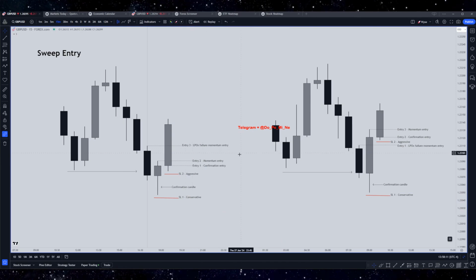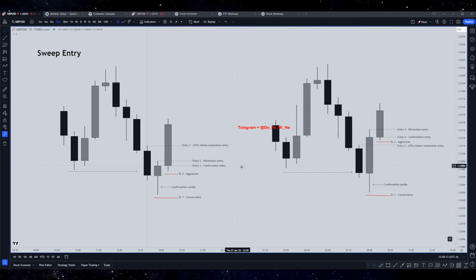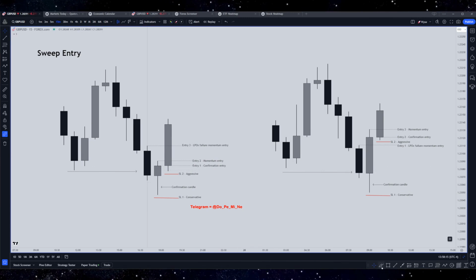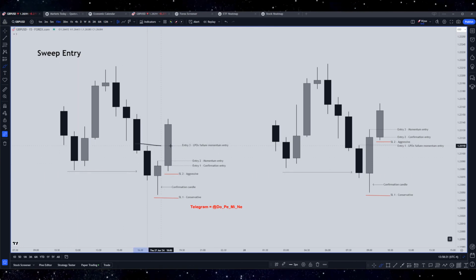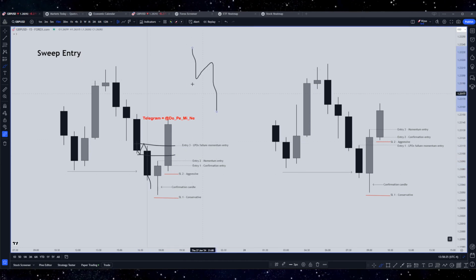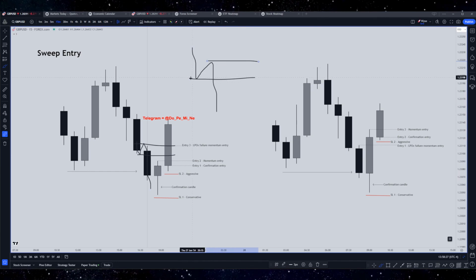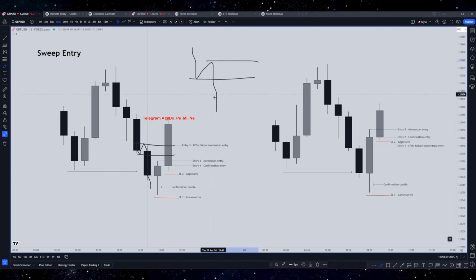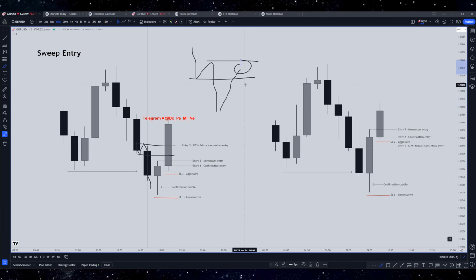Now, the final entry is going to be similar again to the zone interaction. We have the LPOX failure, or in this case, the last point of supply failure momentum entry. So this is going to be exactly what you expect. What is the last point of supply prior to the sweep of liquidity? In this case, it would be these buy to sell wick ranges. Again, it's a supply zone because we get that sharp pivot to the upside followed by the impulsive move to the downside, which would suggest that this is supply.